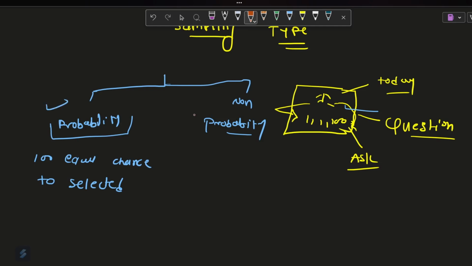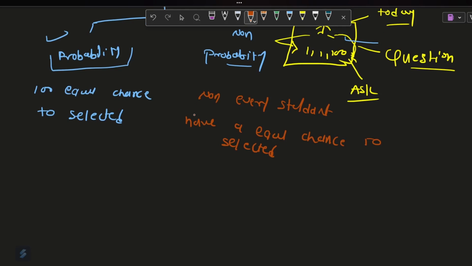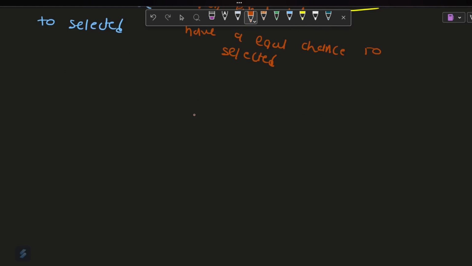Similarly, what is non-probability sampling? With those 100 students, not every student has an equal chance to be selected. In non-probability sampling, not every student has the equal chance to be selected. First, we are going with probability sampling and understanding the types and how things happen.